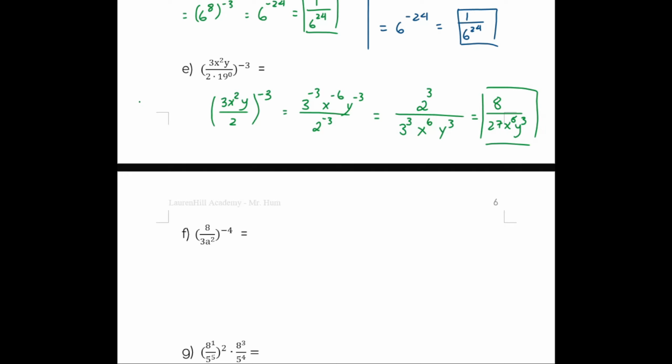F. So we've got this thing in brackets, right? This fraction, all to the power of minus 4. This is the same idea as when we use that bonus tip, right? So because there's no addition, no subtraction, we can take that minus 4 and distribute it to everything on the inside by multiplying that minus 4 to their exponents, okay? So that's going to give me 8 to the 1 times minus 4 is minus 4, okay? 3 to the minus 4. A to the 2 times minus 4 is minus 8.